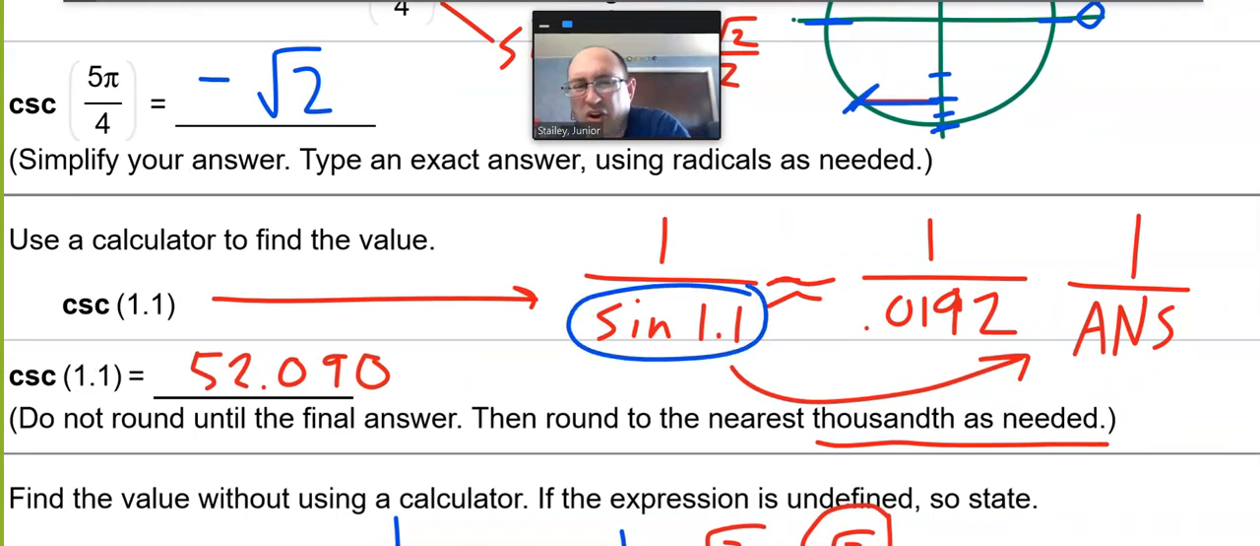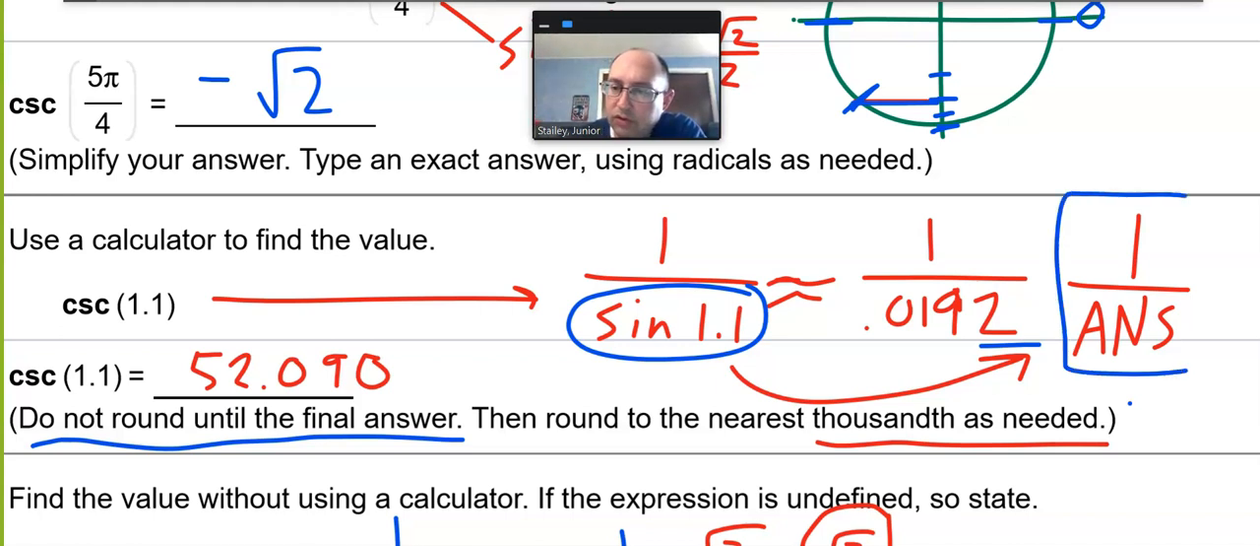And it gave me this really long decimal, 0.019, blah, blah, blah. I decided just to write it on the screen rounded off to the 10,000ths place. But look right here. Do not round until the final answer. Okay? So if you take sine 1.1 on your calculator and it gives you this really long decimal, I want you to do this: 1 divided by answer.